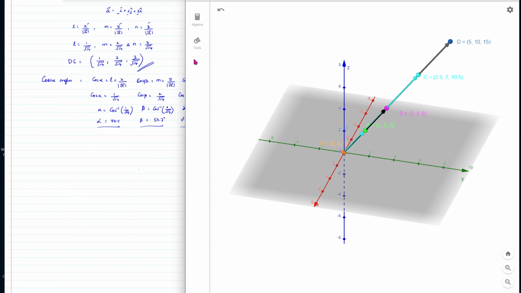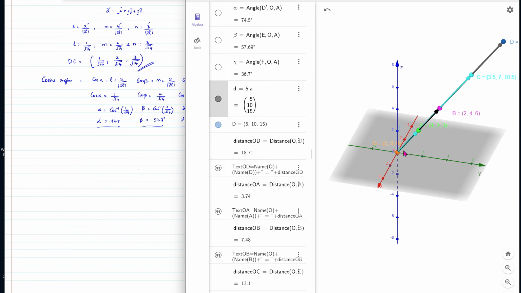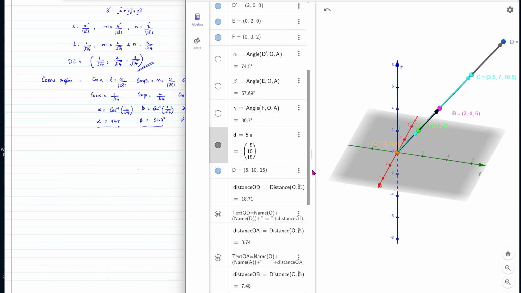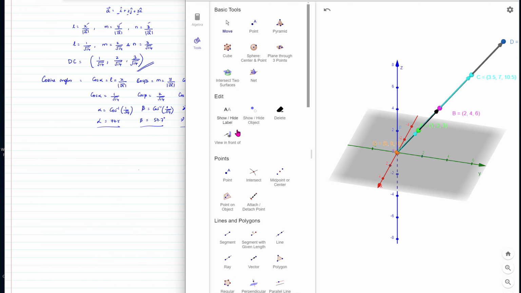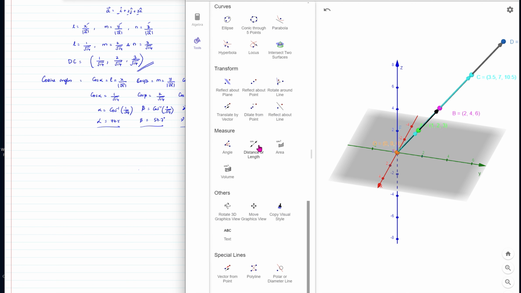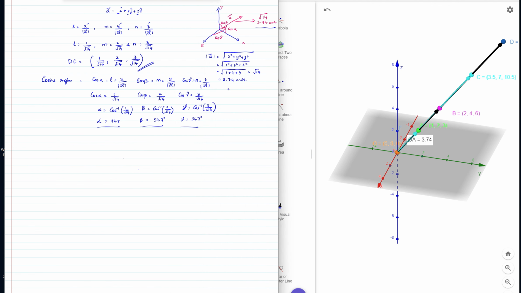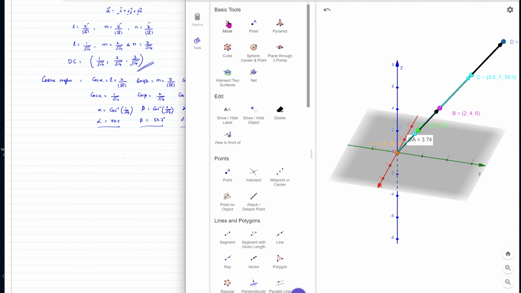Suppose you want to measure the length of this vector. Suppose I just want to measure from 0 to A. That length also you can measure. Distance from 0 to A is 3.74. That is what we got over here as the length of A vector, which is root 14. The value of root 14 is 3.74. So this is the length of the vector, and I hope you understood the working of this problem.